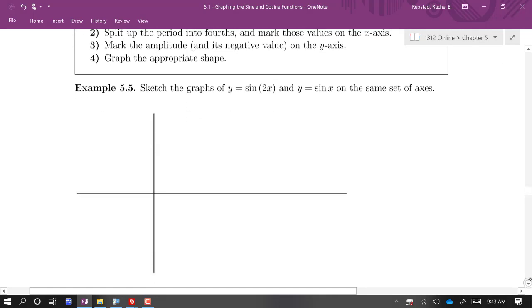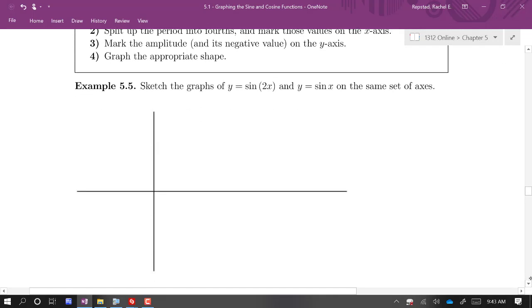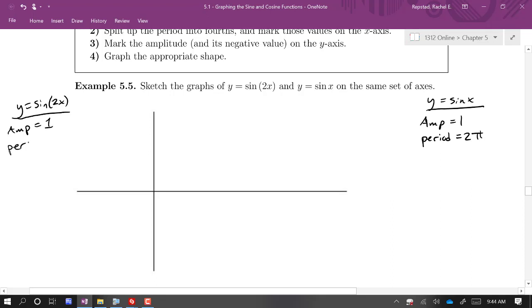So we're going to do an example here. We're going to do a few examples, actually. And we're going to start with sketching a graph of y equals sine 2x and y equals sine x. So for y equals sine x, the amplitude is 1, because that's 1 times sine x, and the period is 2 pi. For y equals sine 2x, the amplitude is still 1, and the period is 2 pi over 2, or pi.